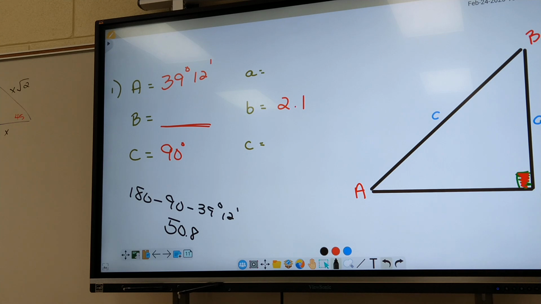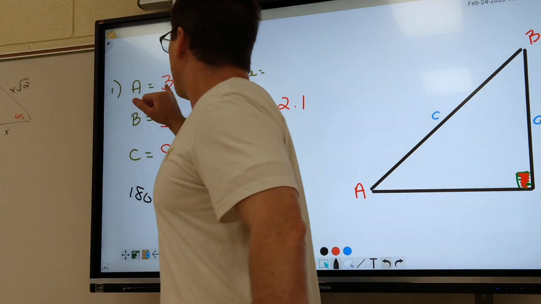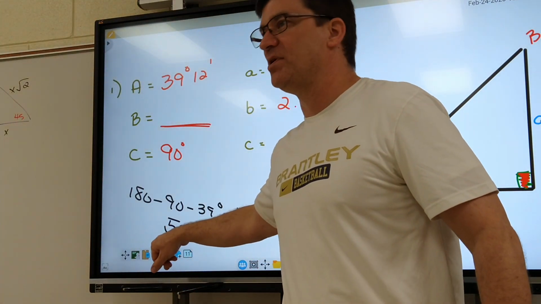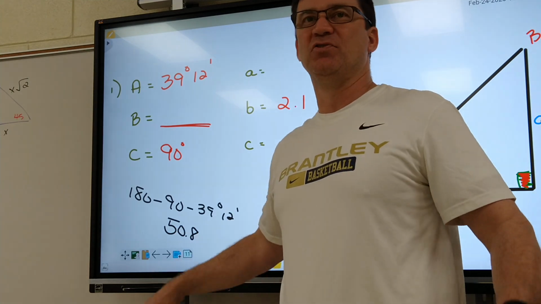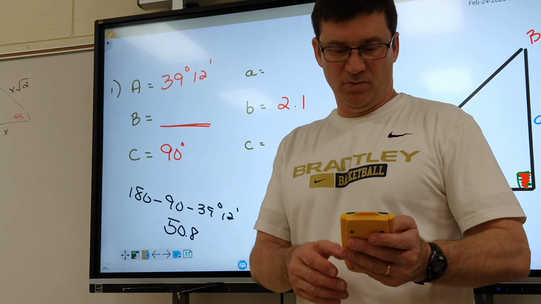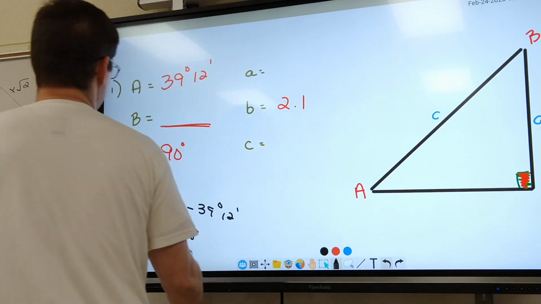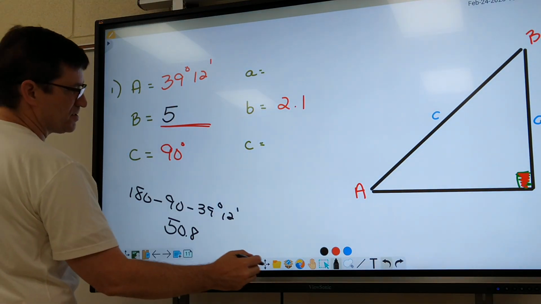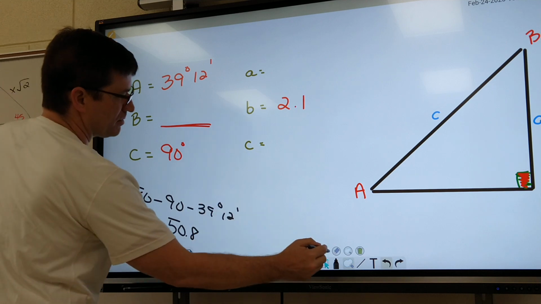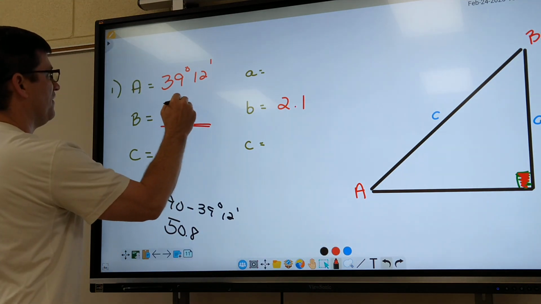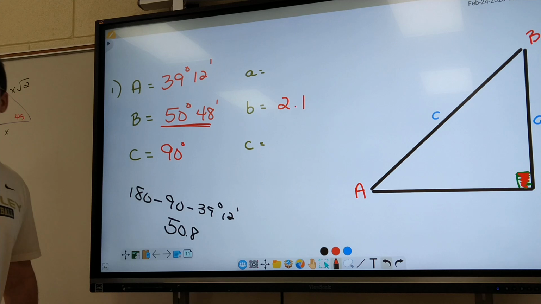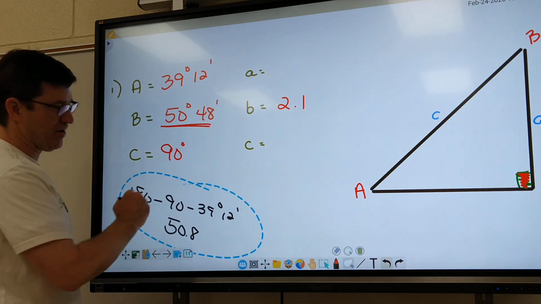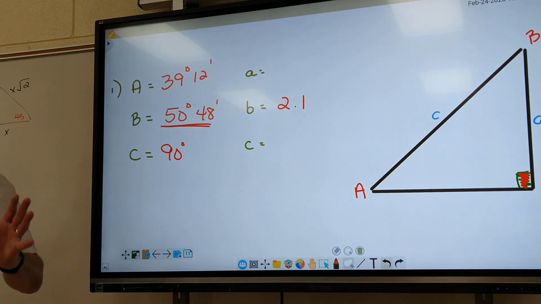Everybody good on 50.8? All right, now look. If angle A is written in degrees and minutes, then we're going to have to write that in degrees and minutes too. So hit your DMS button. What do y'all got? 50 degrees, 48 minutes. So do we have to do the 90 too? No. All right. Anybody have a question how we did that so far? Everything was done on the calculator. You don't have to write down any steps so far.